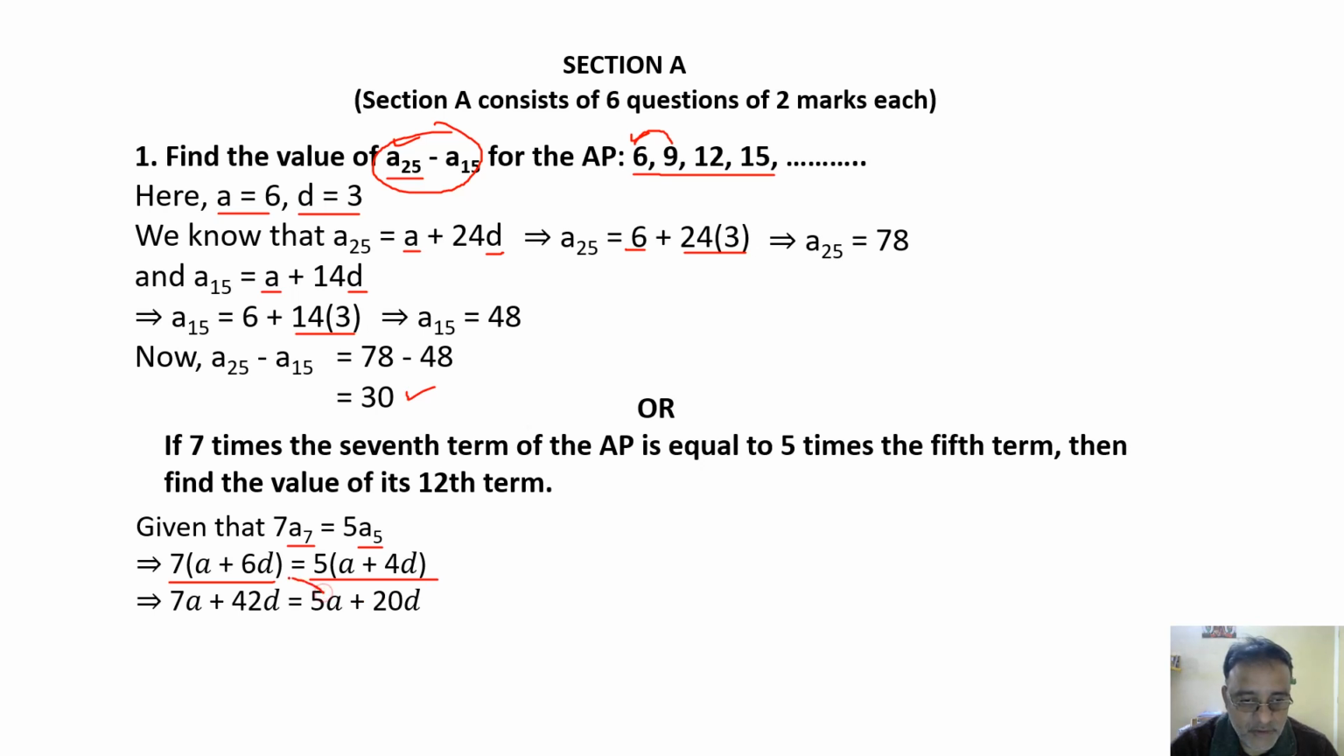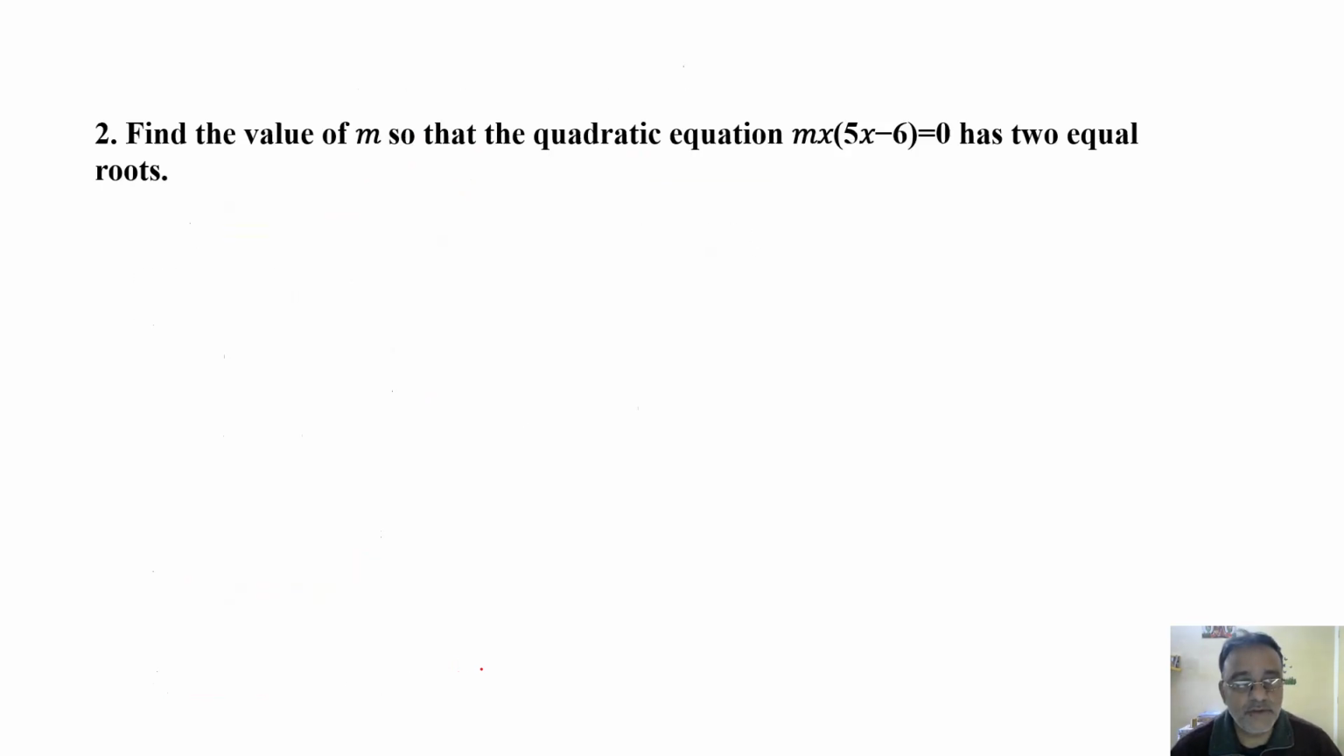Now shift both to this side. It will become 7A minus 5A and 42D minus 20D. So we are getting 2A plus 22D. Divide everything by 2. So A plus 11D is equal to 0. This is nothing but the 12th term, A12. Yes. And the value of the 12th term is equal to 0. Right. So now we are moving toward question number 2.